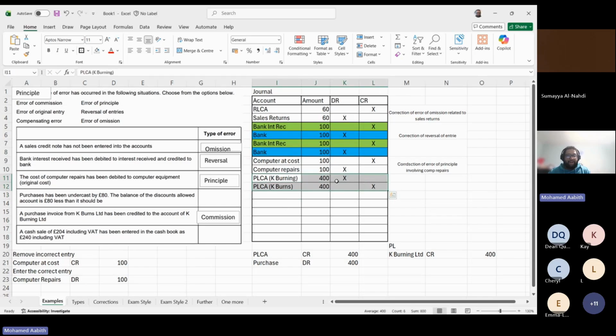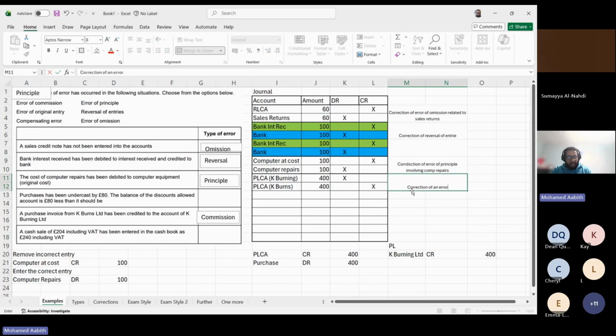Okay, so this way we're removing the £400 from K Burns' account for the purchase invoice, and then we put it into K Burns because that is where it should have been originally. So what details am I going to write here? We're going to say correction of an error of commission related to purchase invoice. Okay, that's fine. We could have done it that way. That is absolutely fine.